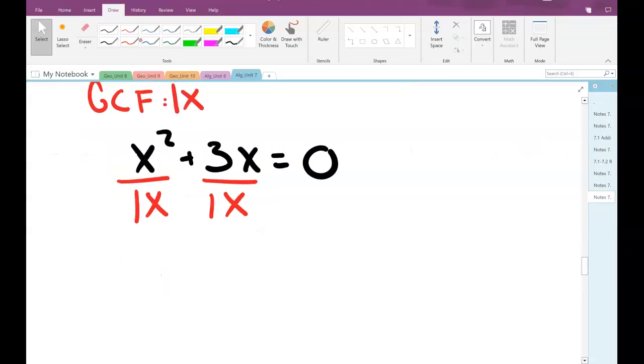So I write it in factored form if it loads. There we go, it came all at once. Give you a second to catch up.